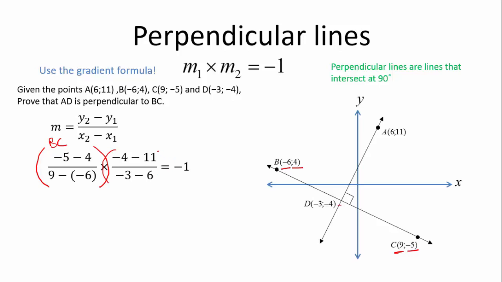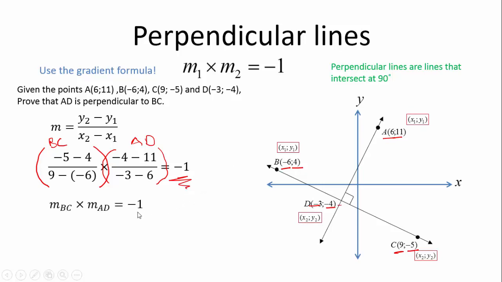We're going to multiply that with this side of the equation. So that is now AD. So we went -4 minus 11 over -3 minus 6, and we need that to equal -1. So what we did here, we picked our y2s and our x2s, our y1s and our x1s. And now we've got to prove that these two are equal. Because these equal -1, we can see that AD is perpendicular to BC.